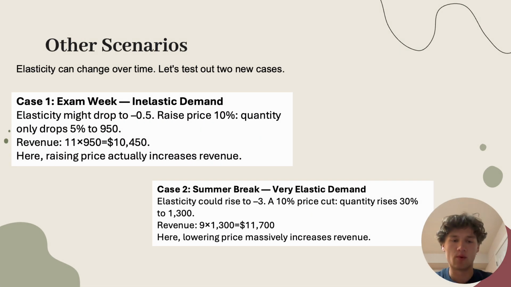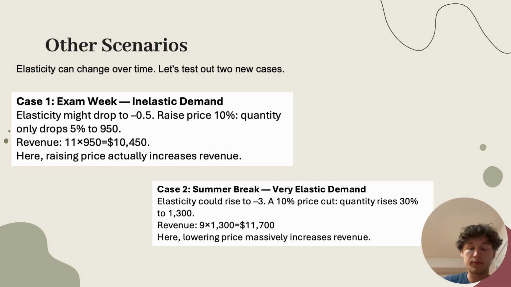So now that we've looked at what happens when we increase and decrease price, let's look at what happens when the elasticity itself changes with 2 new cases. Let's look at case 1 here where it's during exam week and the inelastic demand might rise. So elasticity might drop to negative 0.5, raising our prices by 10%. So quantity only drops 5% to 950. If we put that in the revenue calculation, we notice that 11 times 950 is actually 10,450. So here, raising our price actually increases revenue.